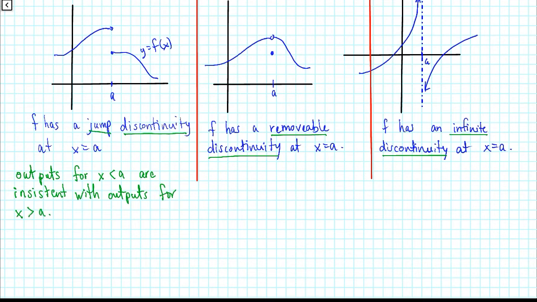Okay. And you might notice it doesn't really matter if the value of f at A is here or here or somewhere completely different, if it's some completely other place or not defined at all. It's more about what's happening for x values that are near A and either strictly less than or strictly greater than A. In this case, for the removable discontinuity, you see that the output of f at x equals A is not consistent with other outputs for values of x that are near A.